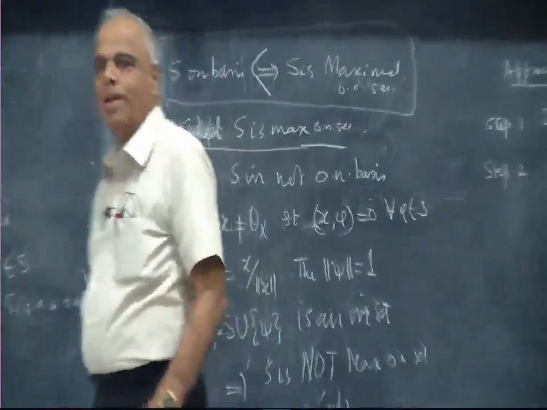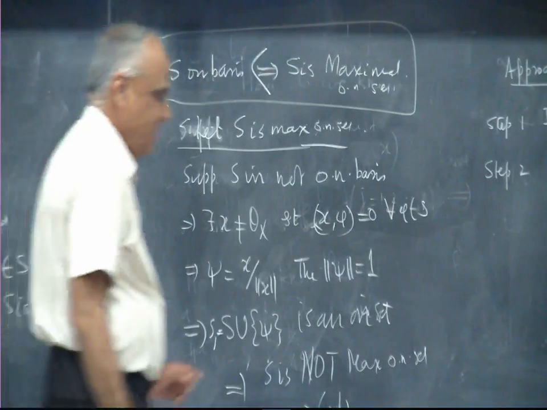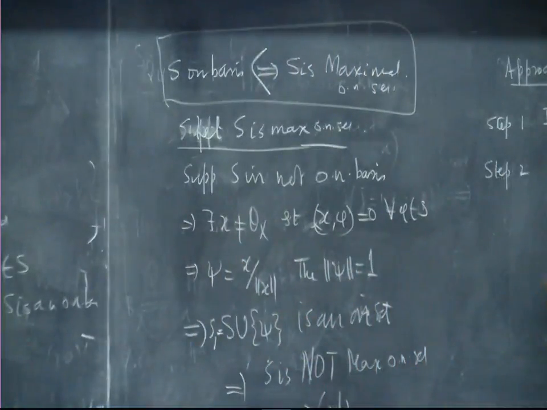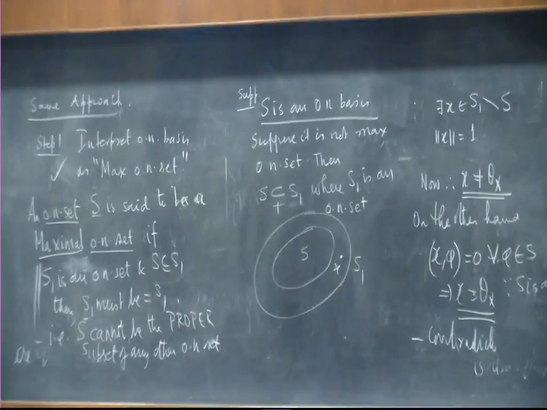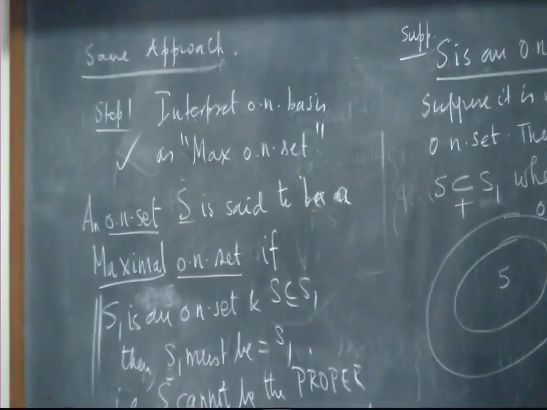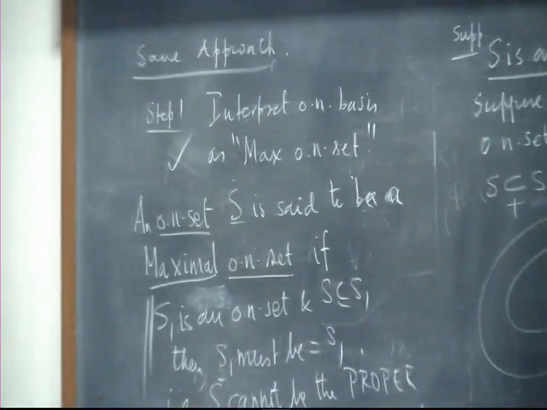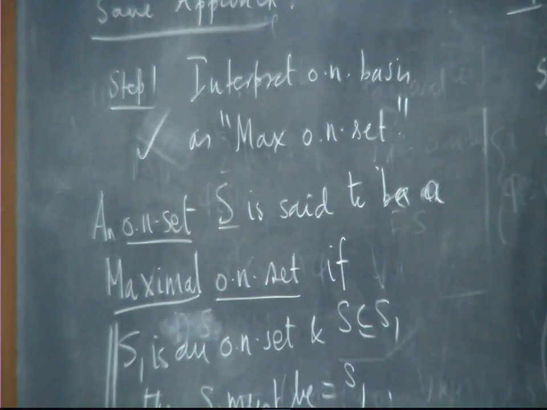So now that basis has been interpreted as a maximal orthonormal set. That is the first step of our proof to show that an orthonormal basis exists. We have shown that an orthonormal basis can be interpreted as a maximal orthonormal set. Next is to apply Zorn's lemma to show such a thing exists.